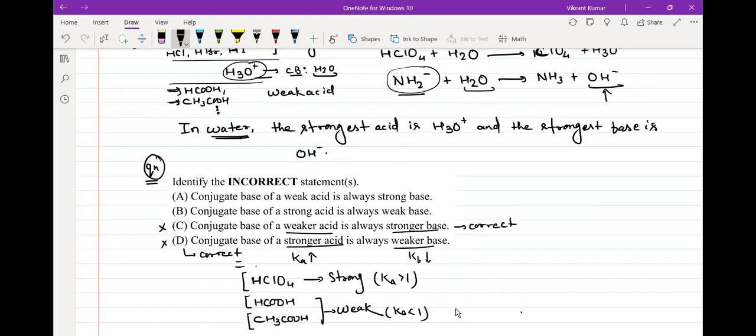So the stronger-weaker story is clear to everyone for C and D. Anyone having any doubt about C and D? No doubt. Both of the statements are correct, so they are not our answers. Now I'll talk about options A and B.